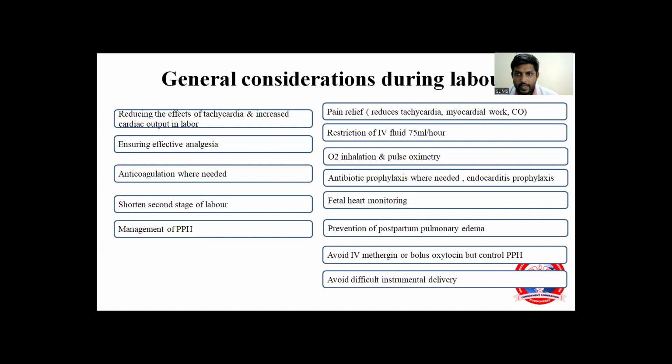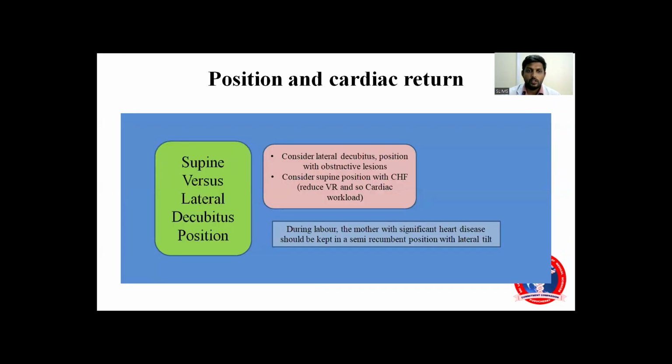So, pain relief reduces tachycardia, myocardial work, and also decreased cardiac output. There should be restriction of IV fluid to less than 75 ml per hour, oxygen inhalation, and saturation monitoring. And infective endocarditis prophylaxis whenever needed, FHR monitoring, prevention of postpartum pulmonary edema, and avoid methergine and bolus oxytocin, but also prevent PPH.